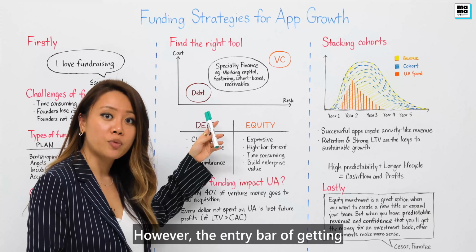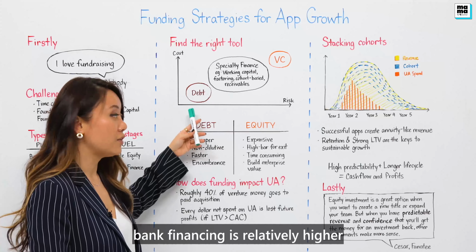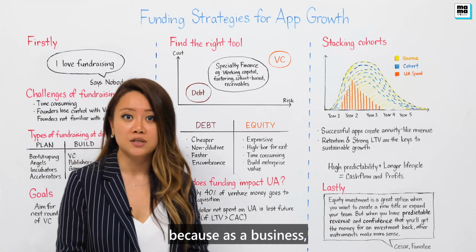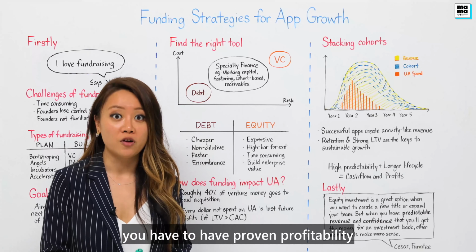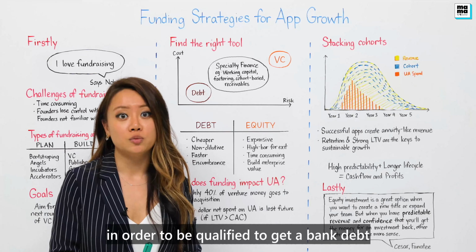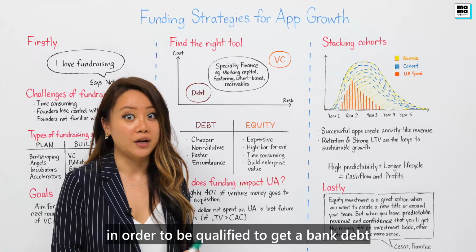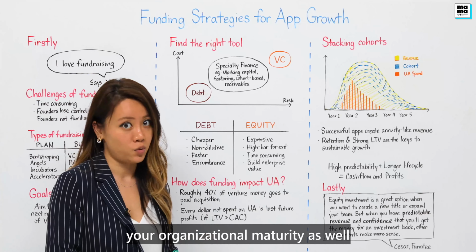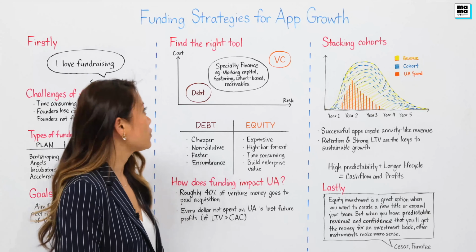However, the entry bar of getting bank financing is relatively higher, because as a business, you have to have proven profitability in order to be qualified to get bank debt. And you would have to show your organizational maturity as well as sustainability.